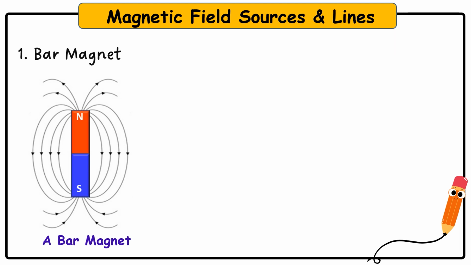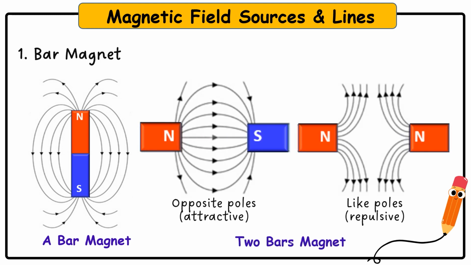For a bar magnet, you can see that the magnetic field leaves the north pole and enters the south pole. If you have two bar magnets, opposite poles will attract each other, and like poles will repel each other, producing a neutral point at the center.